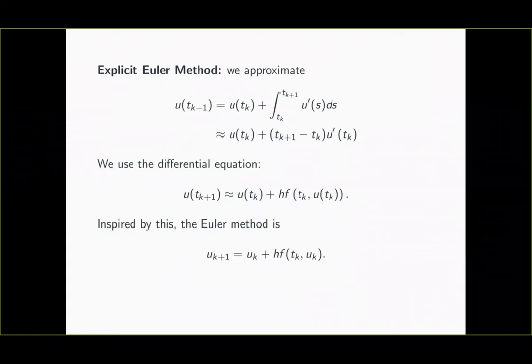For the explicit Euler method, we recall that u at time step t_{k+1} equals u at time step t_k plus the integral of u prime of s taken from t_k up to t_{k+1}. Of course, unless we already know the solution u, we cannot compute this integral. But we observe that we can approximate this integral by taking the point value of u prime at t_k and multiplying it with t_{k+1} minus t_k, the length of the interval. In that sense, we approximate u(t_{k+1}) by u(t_k) plus (t_{k+1} minus t_k) multiplied with u prime at t_k.